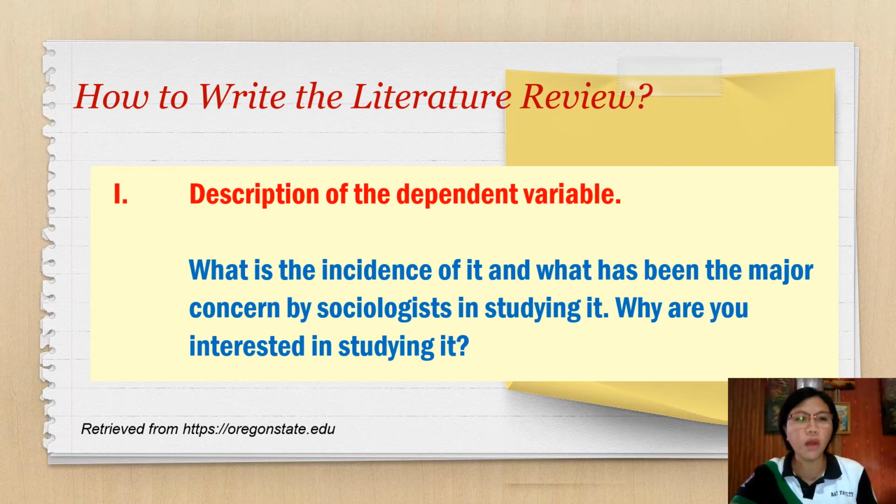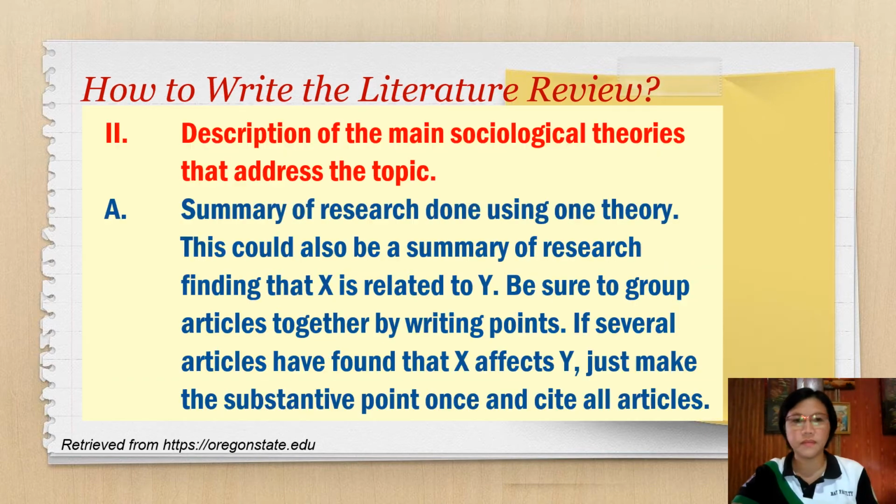Now, how are we going to write the literature review? First is we have to describe the dependent variable. What is the incidence of it, and what has been the major concern by sociologists in studying it? And why are you interested in studying it? Second now is the description of the main sociological theories that address the topic.